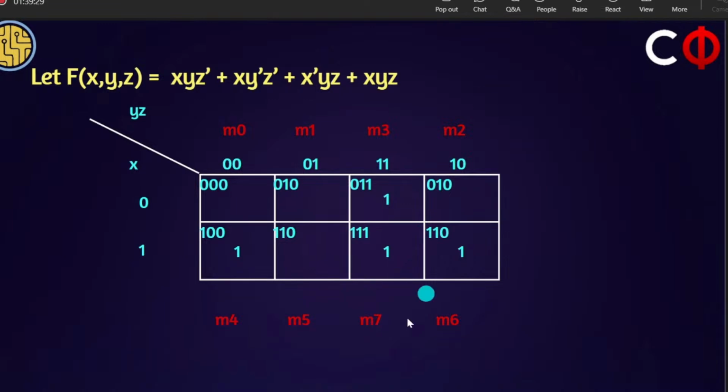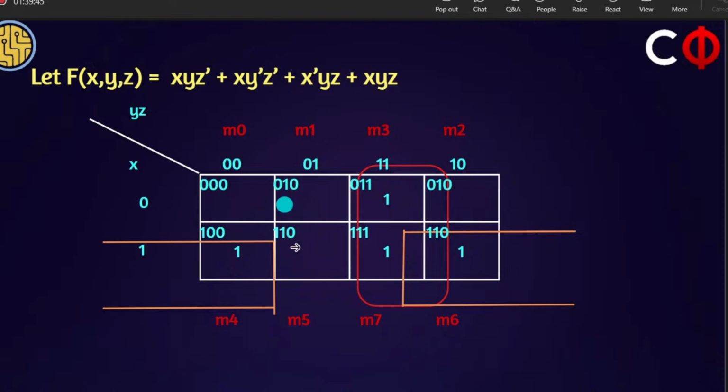But there are only 3 terms in close vicinity as far as I can see. And there is one term like this and this. So I will go and group it in power of 2. I'll group these 2 together and I'll group these 2 together. Right, and that's how the grouping is done. So you can see this grouping. One is in red and one is in orange.